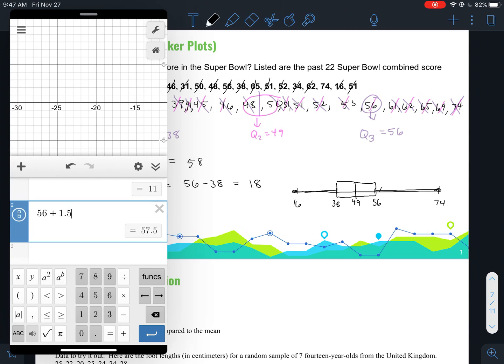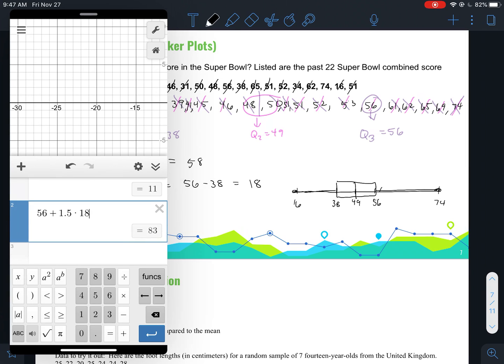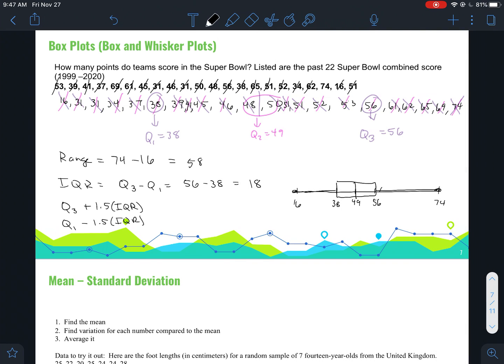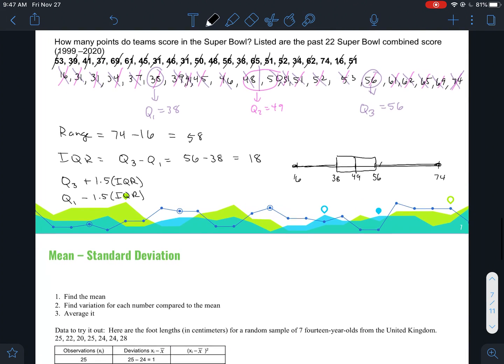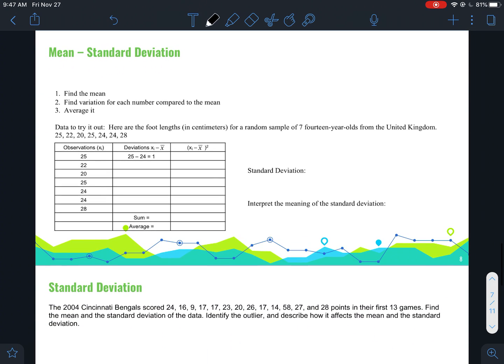And then Q3 was 56. So 56 plus 1.5 times the IQR, which was 18. So any number bigger than 83 would be an outlier. So there are no outliers in the Super Bowl data. And that is how you could make a box plot or a box and whisker plot.